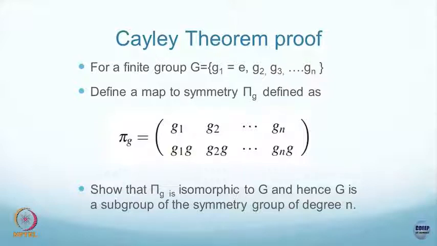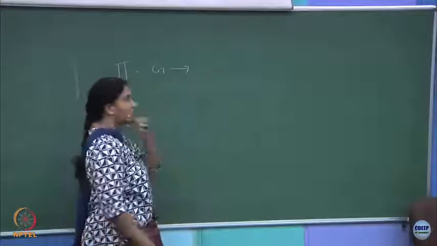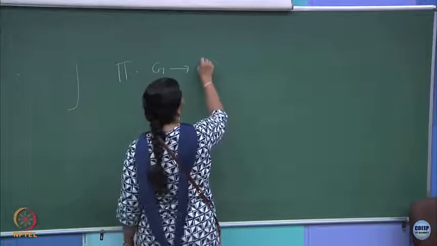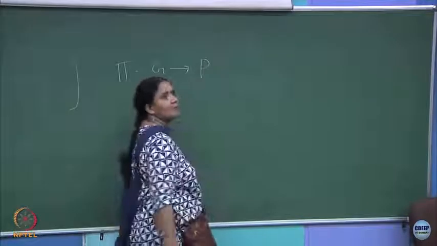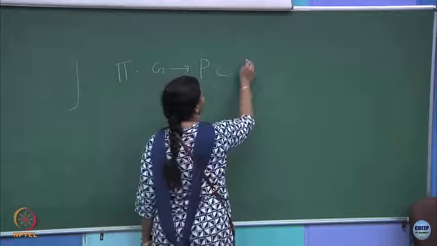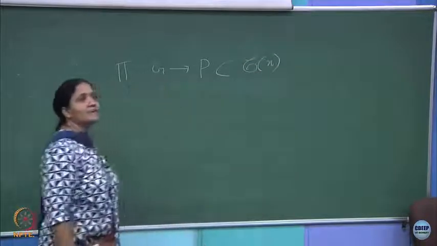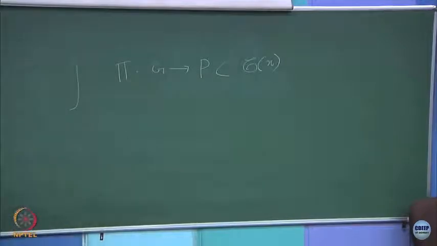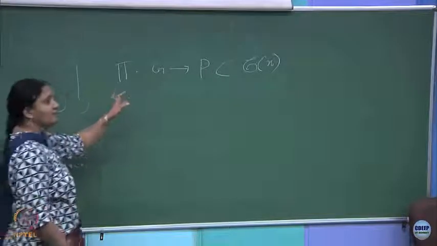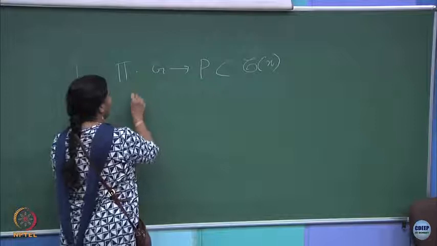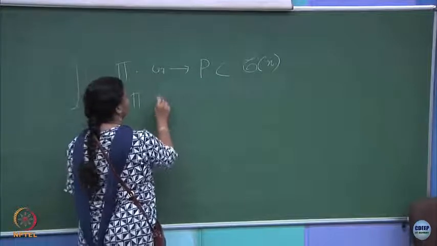We are going to define a map pi which takes G to, let me call it a permutation group, which is a subgroup of the symmetric group of degree n. This is what we want to show, and then we want to show that pi is an isomorphic map.